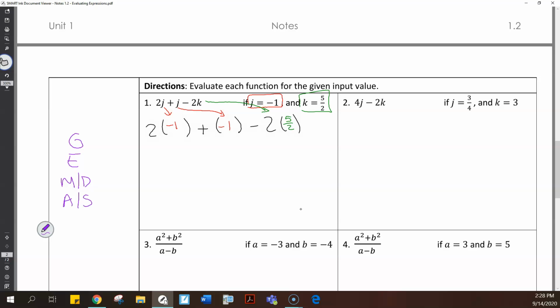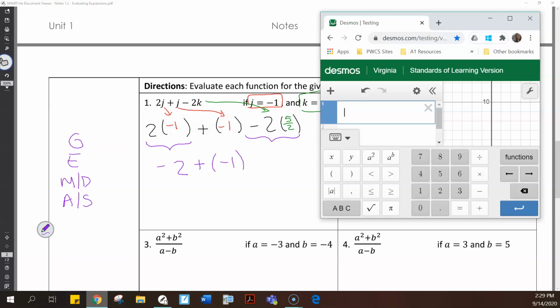So I don't have any groups, nothing to do inside my parentheses. I don't have any exponents either, so I can roll right into that multiplication. 2 times -1 is -2. I'm going to bring down this plus -1. If you want to write that as -1, that's okay. I'm going to keep it the same. Then I've got -2 times 5/2. Again, you can do this in Desmos. -2, parentheses, 5 divided by 2 to make that fraction. And it tells me that that answer is going to be -5.